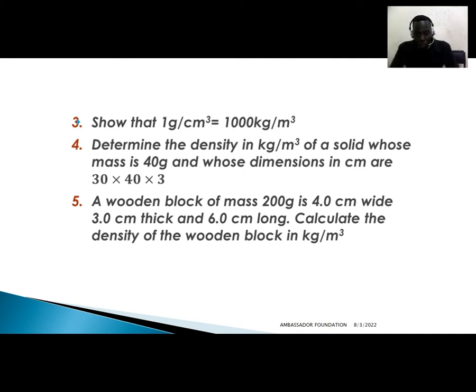There are two options. You can convert 200 grams to kilogram, then you convert the dimensions into meters, but the easiest is let's get the density in grams per centimeters cubic. Then from there we multiply by 1000.